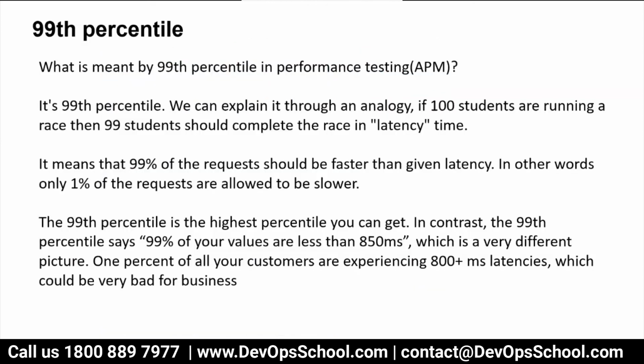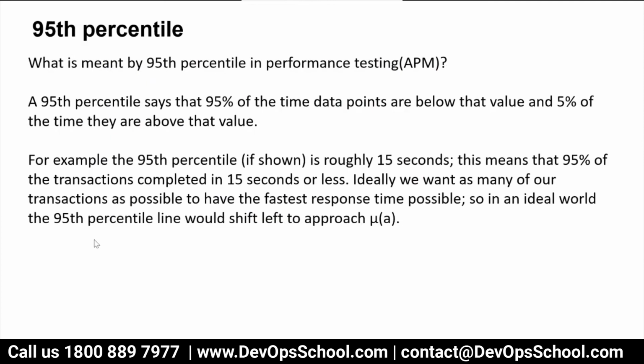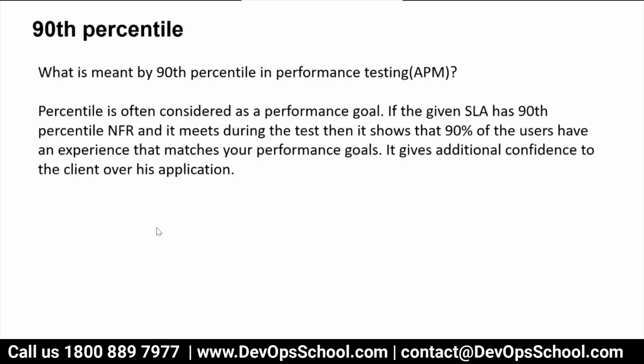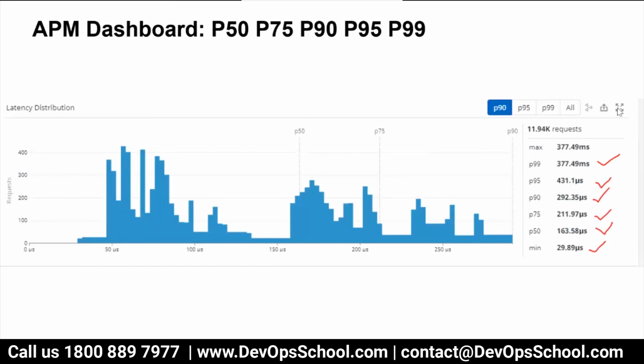Okay, so this is the percentile concept. So 99th percentile you understand, 95th you understand, 90th you understand, and this kind of graphs you'll see when you start implementing any tools like Datadog, New Relic, and stuff like that. So here you see that the P50 is 163.58 milliseconds. Oh, sorry, microseconds. This sign is microseconds.